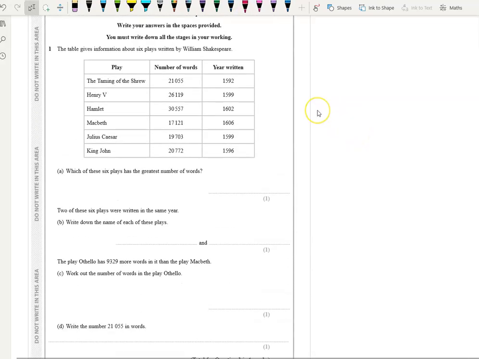Question 1. The table gives you information about 6 plays written by William Shakespeare. The name of the play is given, the number of words in each play and the year it was written. Which of these 6 plays has the greatest number of words? So the greatest number of words is 3557 and it is for the play Hamlet.